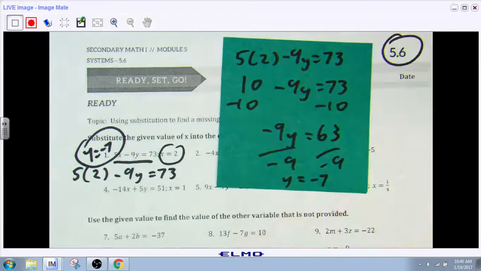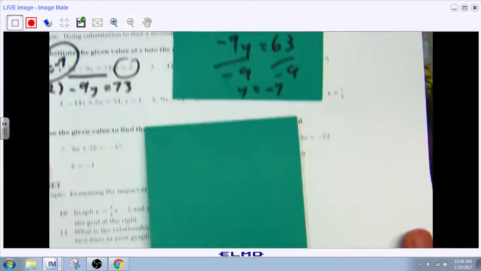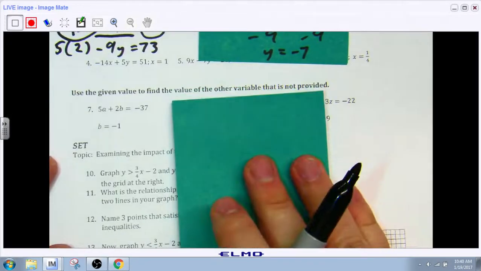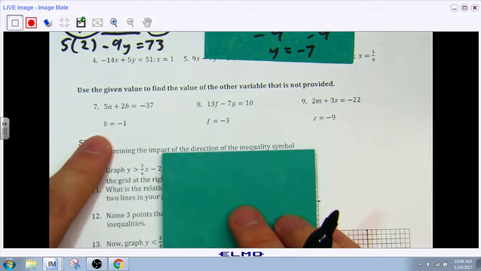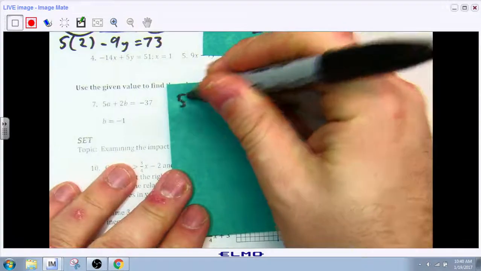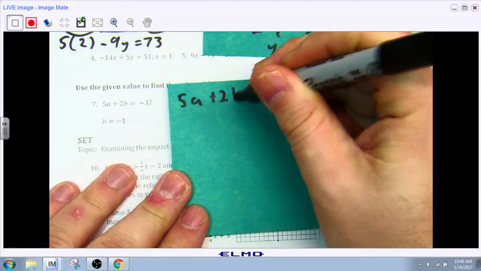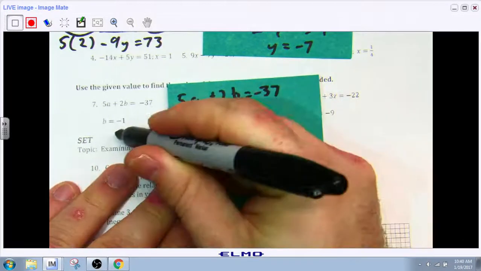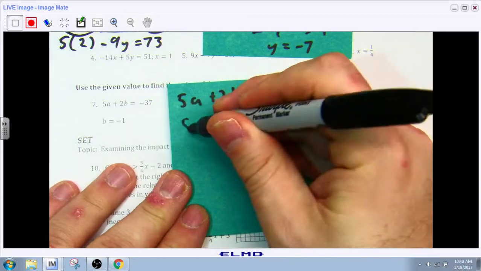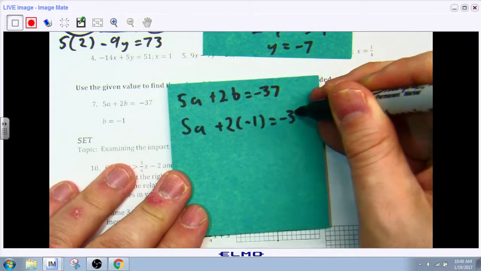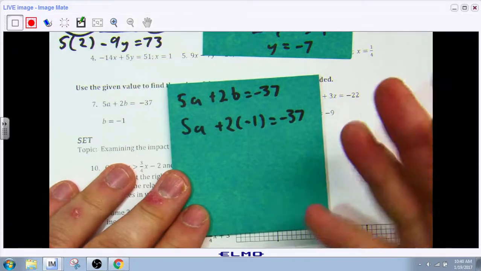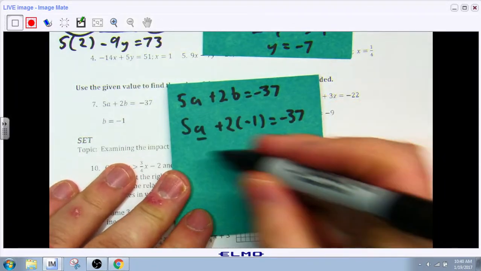Now 7 is asking pretty much the same thing, just in slightly different language. It says use the given value to find the value of the other variable not provided. Okay, so in this case we have this equation of 5a plus 2b equals negative 37, but it tells us that b is negative 1. So 5a plus 2 times negative 1 equals negative 37. Now the expectation is just to find the other variable, which is a. Okay, that's not that bad.